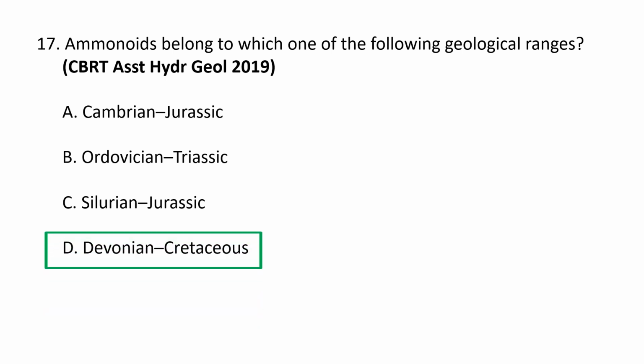Ammonites belong to Devonian to Cretaceous. Ammonites are extinct cephalopods. They are frequently found as fossils in marine rocks dating from the Devonian period to the Cretaceous period, roughly 419 million years to 66 million years ago. So ammonites belong to Devonian to Cretaceous. D is the correct option.